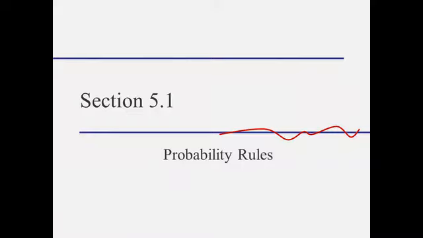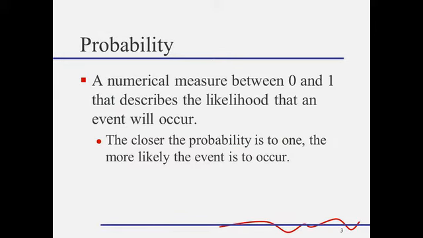This video covers basic probability definitions from the beginning of Chapter 5. The probability of an event describes the likelihood that the event will occur. It is always a number, and that number is always between 0 and 1 inclusive.